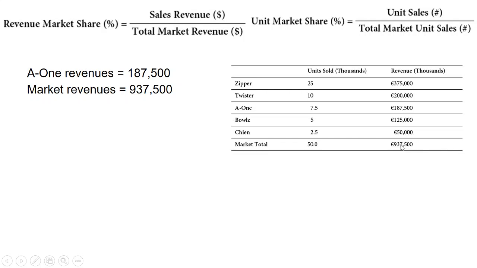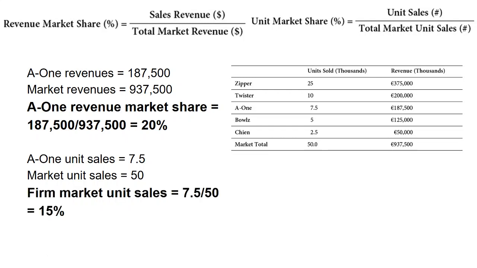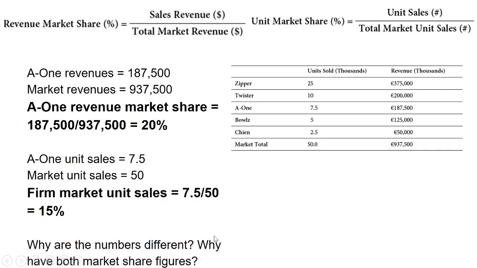937,500. So to do revenue market share, you just divide those two numbers. Okay, so 187.5 divided by 937.5 gives you a revenue market share of 20%. Okay, now if we look at unit market share, they sold 7.5 thousand units. The entire number of units sold in the market were 50,000. Apply the same formula there using units instead of revenues. You end up with firm market unit sales of 15%.